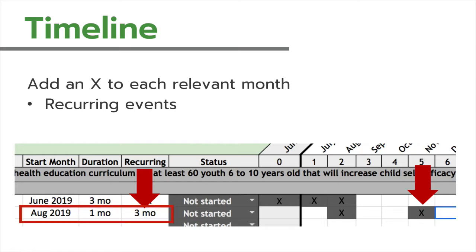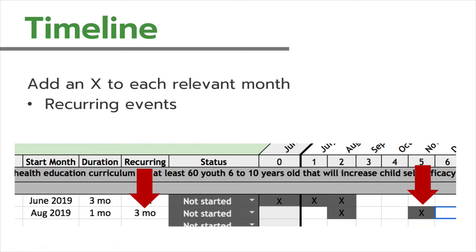When we look at our next activity, our second activity, it will start in August of 2019. It only takes 1 month, but it happens every 3 months. So we put our first X in the box for August of 2019. It turns gray. We count over 3 months to September, October, November. We put an X in November.